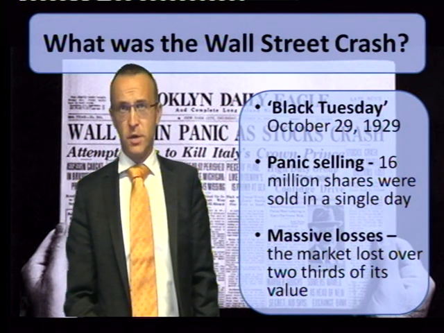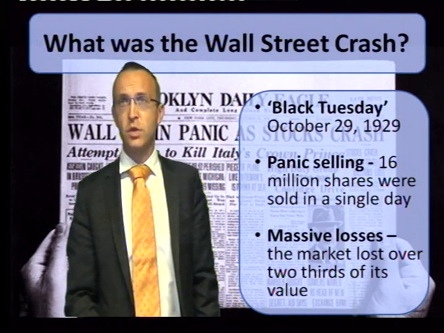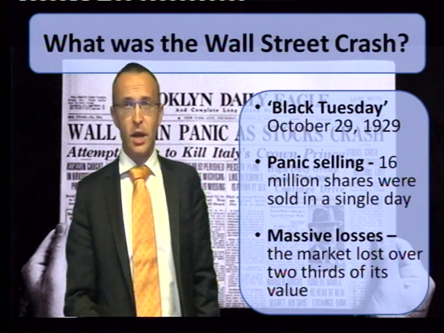Welcome to this revision video for GCSE Modern History, Unit 2, the United States from 1919 to 1941. In this video we're going to be looking at the Wall Street crash of October 1929.